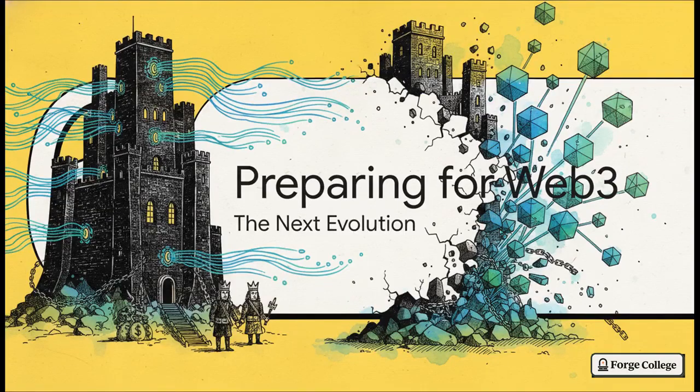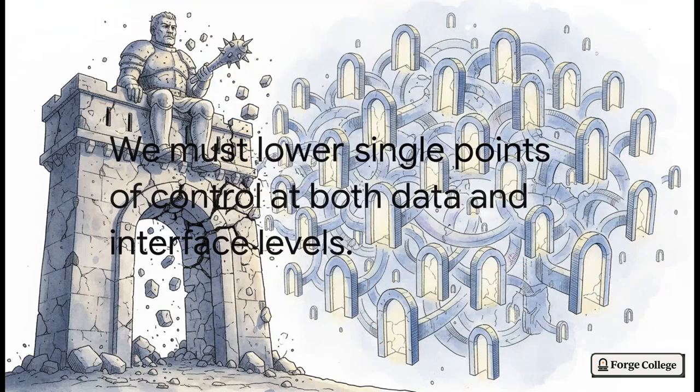And finally, Section 6, Preparing for Web 3. So the Web 2 Data Club gave us this unbelievable global scale, right? But the trade-off was that it centralized all the control directly into the hands of a few giant gatekeepers. If we want to evolve past this, we can't just change where the data gets stored. We actually have to change the interfaces themselves. We must lower those single points of control at the gateway, the contract, and the cache. We basically have to figure out a way to keep the thriving ecosystem, but get rid of the omnipotent bouncer.